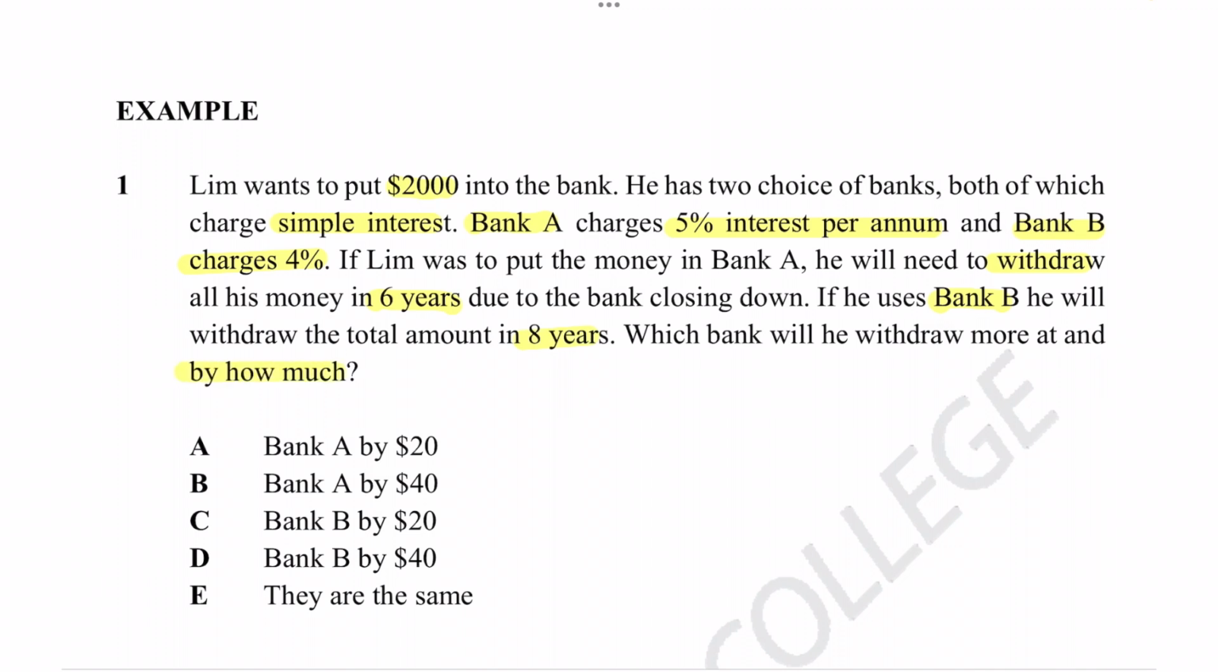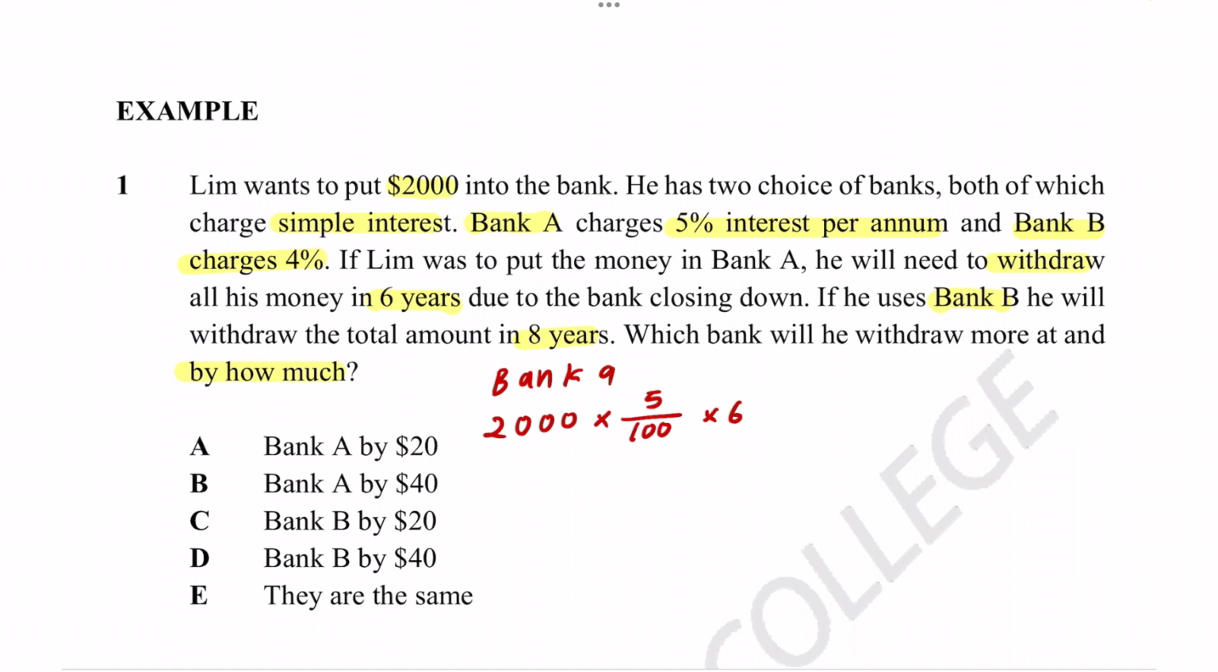So, in order to do this question, we need to individually figure out how much money Lim is getting from Bank A and how much money Lim would get from Bank B. So we can start with Bank A. So in Bank A, he starts off with $2,000 times by the interest, which is 5 out of 100, and then times by 6, which is how many years he's allowed to put in his money.